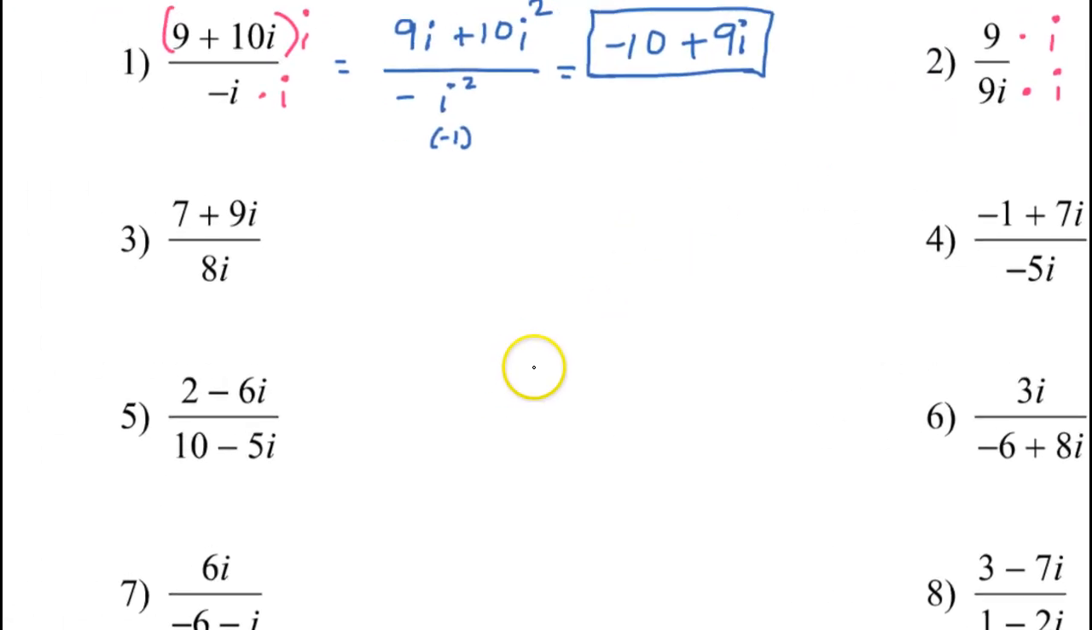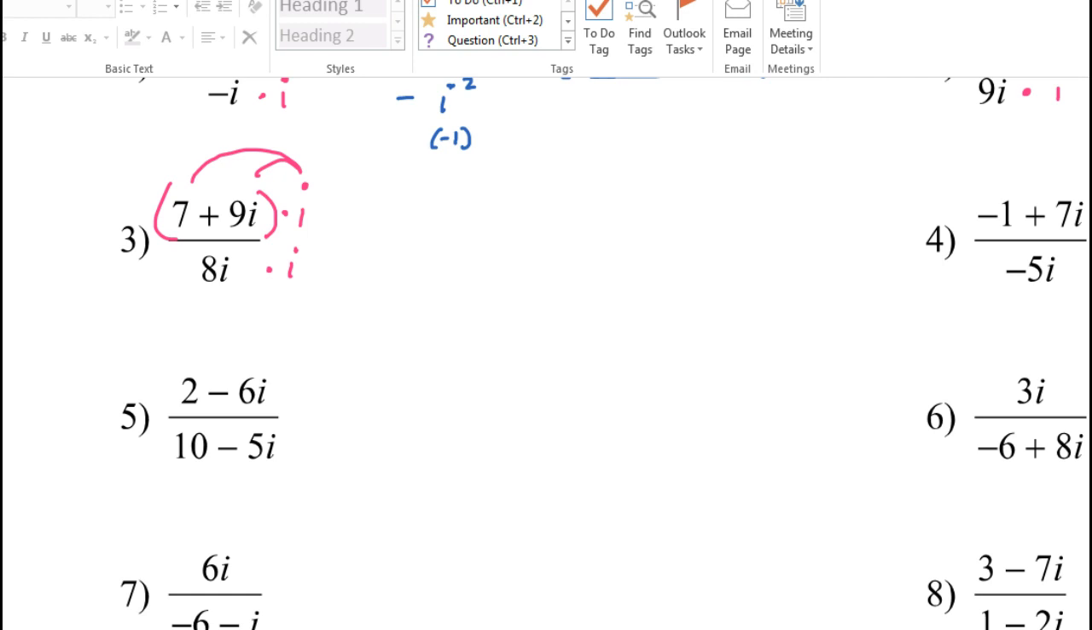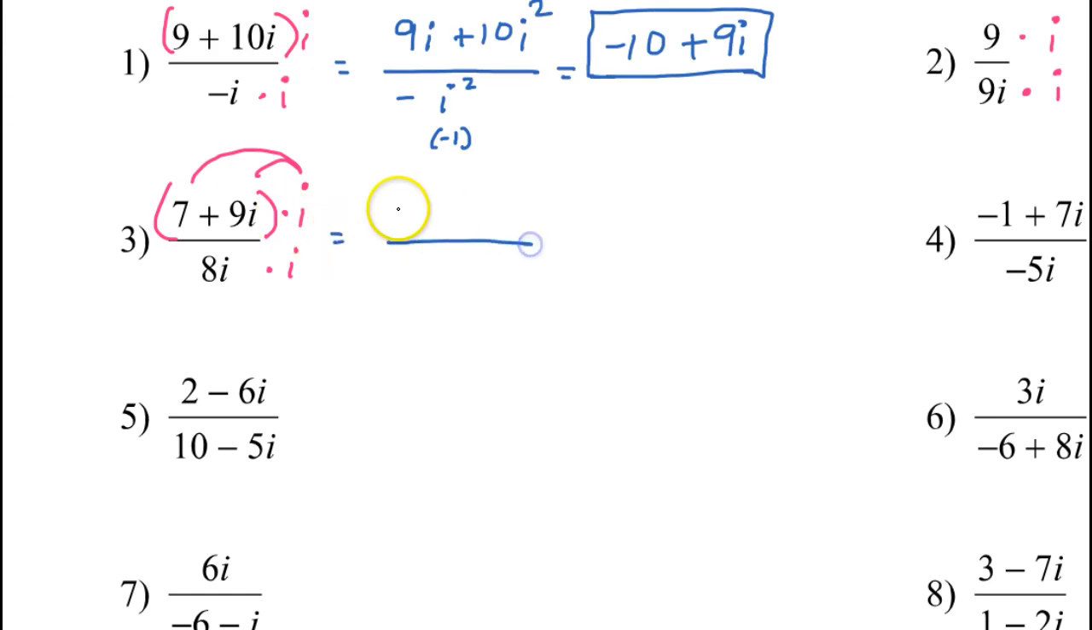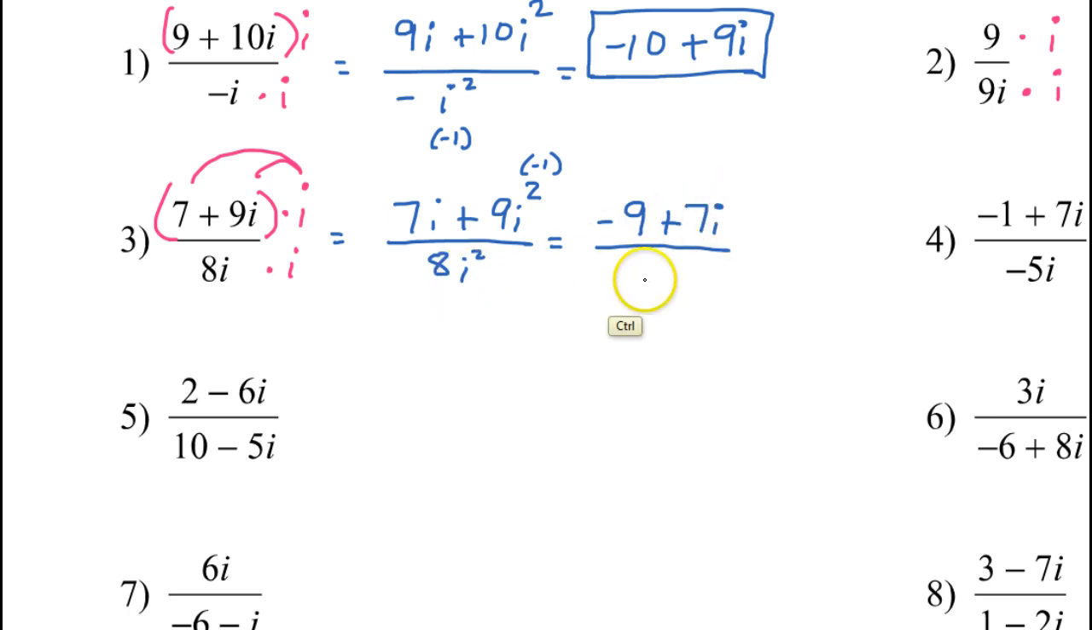Okay, how about number 3? Again, when you just have a monomial, all you really need to do is multiply by i. So I'm going to multiply by i in the numerator and the denominator. Alright, in the numerator, I'm going to wind up doing a distributive property. So I will get 7i plus 9i squared over 8i squared. Now this is going to make -9, because of course i squared is -1. So -9 plus 7i, we should put it in that order. And in the denominator here, I will have -8. Okay, again, because i squared is -1, I have -8.